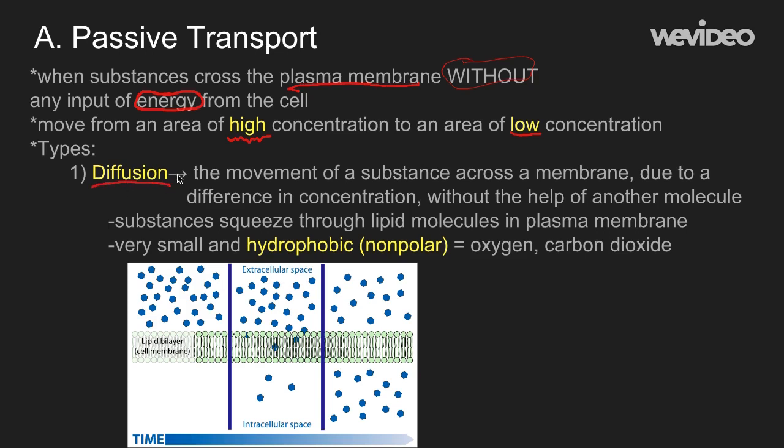One of the simplest types of passive transport is diffusion. We've used that term before and maybe not thought specifically about what exactly it means. Things diffuse, they move across the membrane or from one area to another because of differences in concentrations.